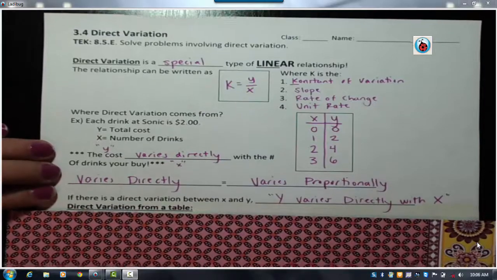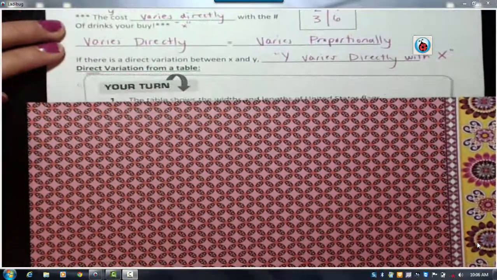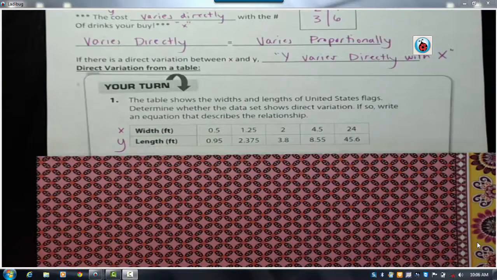So now, if we look at direct variation from a table, here's the problem. It says the table shows the widths and the lengths of United States flags. Determine whether the data set shows direct variation. If so, write an equation that describes your relationship.